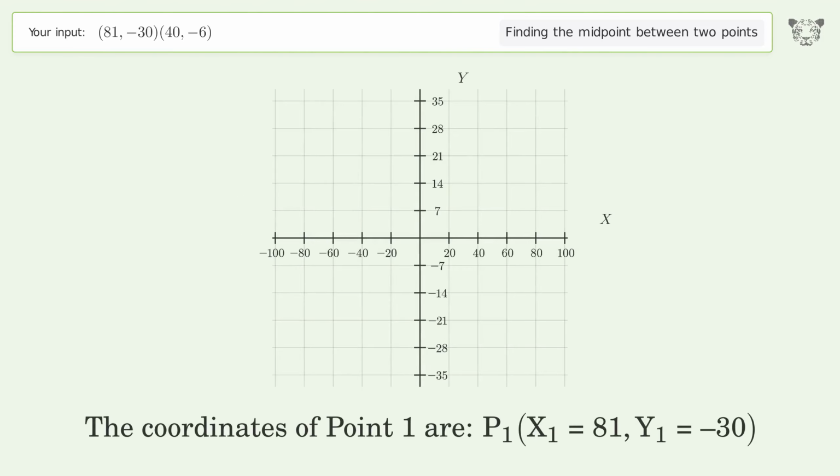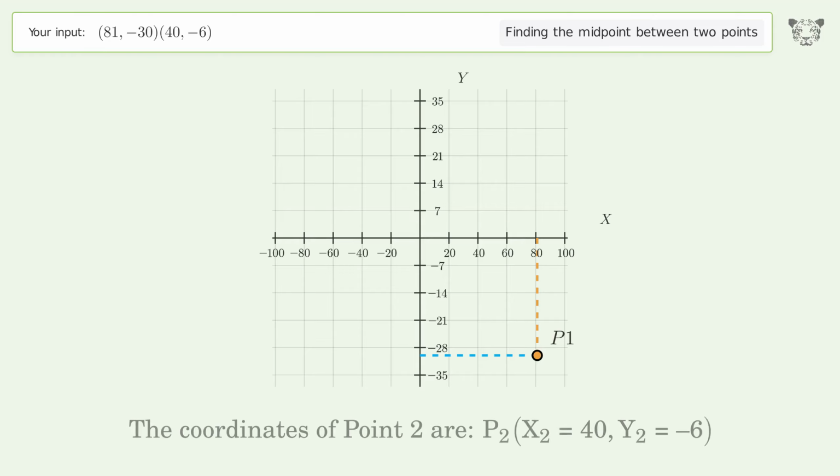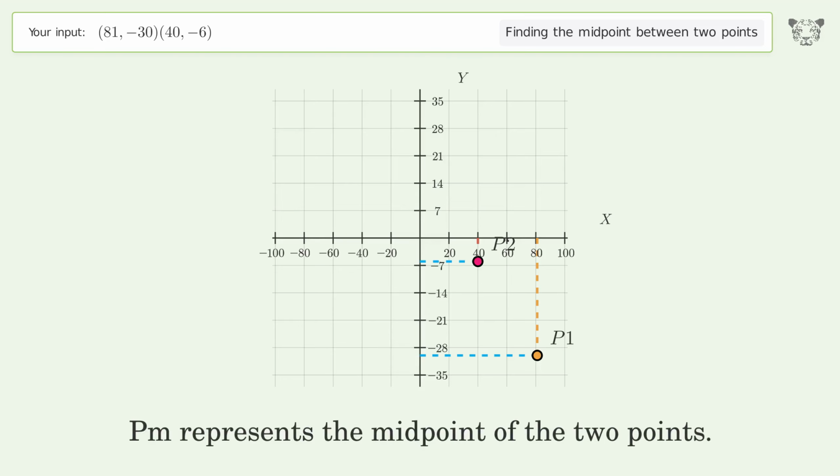The coordinates of point 1 are, x1 equals 81, y1 equals -30. The coordinates of point 2 are, x2 equals 40, y2 equals -6. PM represents the midpoint of the 2 points.